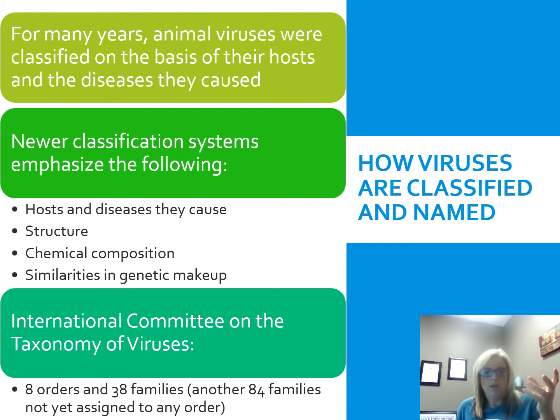Okay, so we have an International Committee on Taxonomy of Viruses. We've got about 8 orders and 38 families. You don't have to learn all of these orders individually, but you will learn about them in a little bit different method. It's not like we're going to go through King Philip came over for grape soda like we did with the eukaryota, okay? But we will get into the families and orders of viruses.